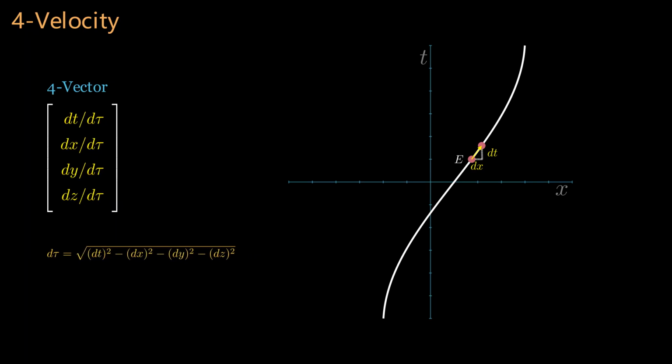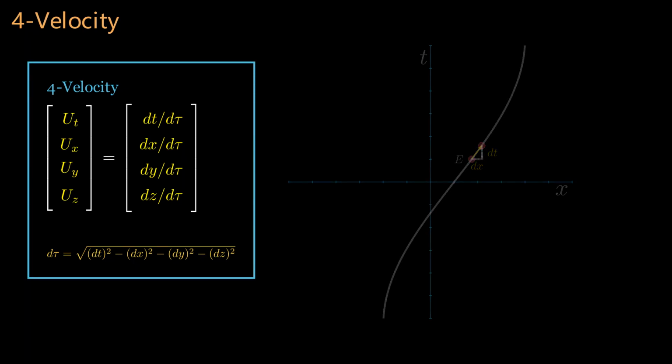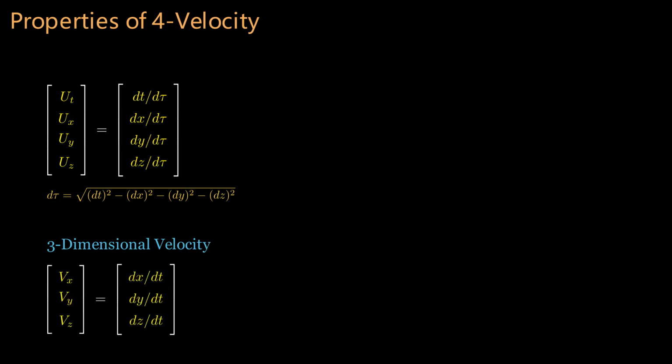Similarly, we replace the symbols in the 4-vector. This 4-vector is known as the 4-velocity of the object at spacetime point E and conventionally denoted by the letter U to distinguish it from velocity. The 4-velocity of an object moving through spacetime, which is defined by infinitesimal displacements in both time and space dimensions, is a 4-vector. The velocity we typically refer to is a 3-dimensional vector, also defined by infinitesimal displacements in time and space. So what is the relationship between an object's 4-velocity and its velocity? Can 4-velocity be calculated from 3-dimensional velocity?